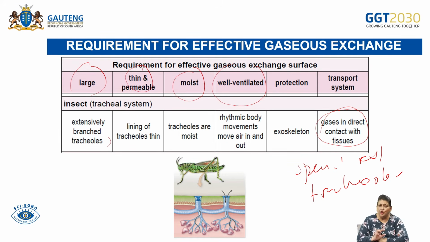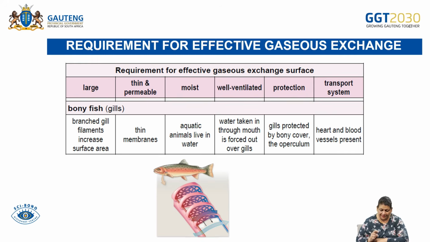So the locust does not breathe through its skin. Its skin is thick, hard and dry. Therefore, it cannot have gaseous exchange occurring by diffusion. Now, let us look at a fish. How is the gaseous exchange system in a fish?